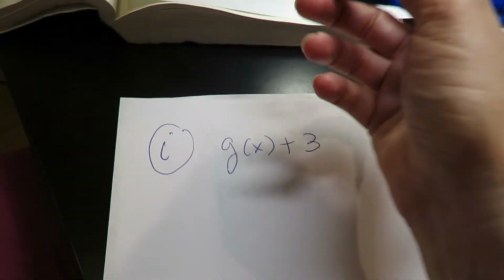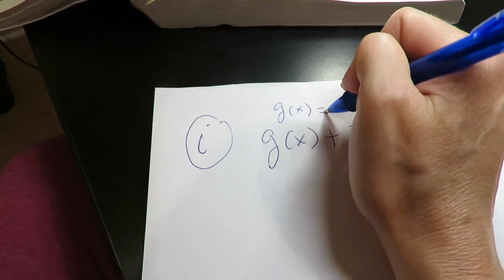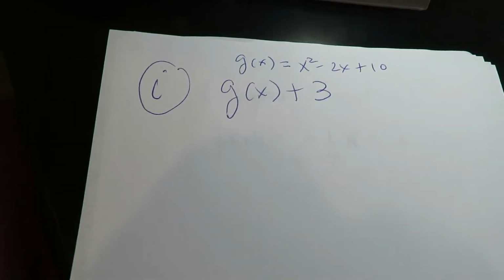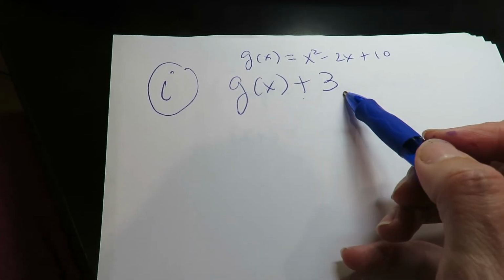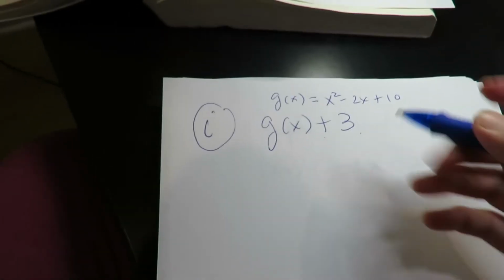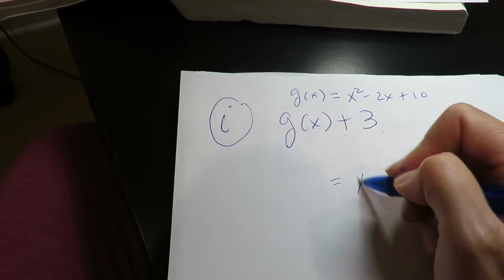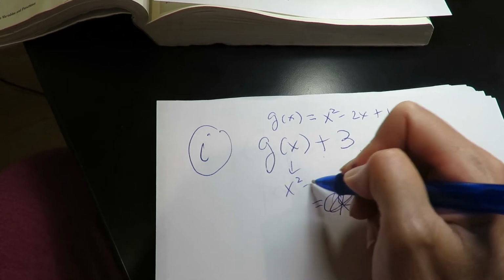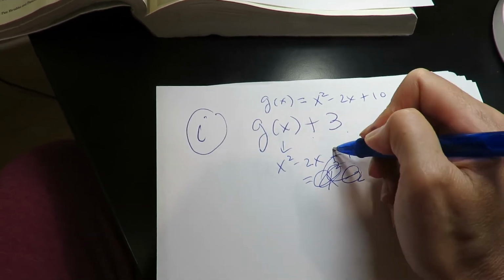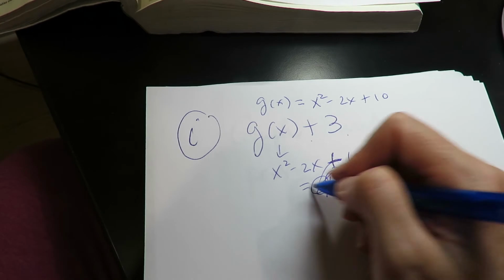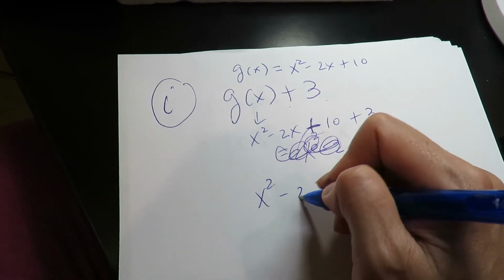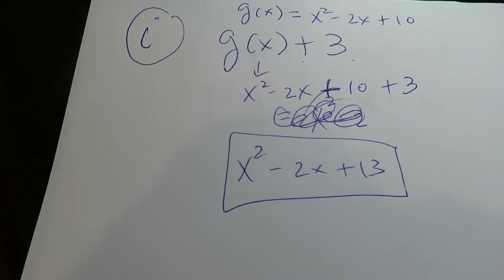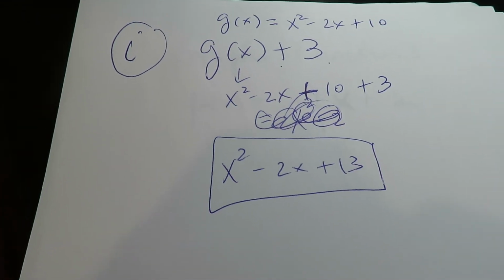All right, let's try some more. Let me just write the original here. Now we're taking the g function and we're making it 3 times larger. So on the end, we're going to tag on 3. I'm going to take the g function. The g function is x squared minus 2x plus 10. And I'm going to add 3 to it. So it's going to end up being x squared minus 2x plus 13. You're just making it 3 units larger.